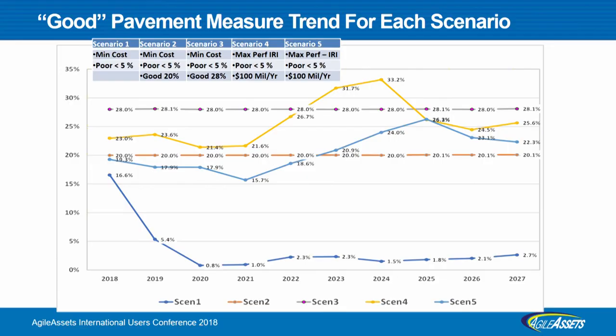Similarly, the similar calculation for good. You can see where we have our 20% threshold, it's maintaining steady, and then 28%. But where the budgets are variable, it's going based on how much it can find projects to fix, and the reporting here.